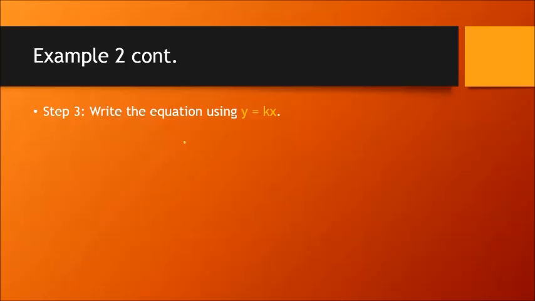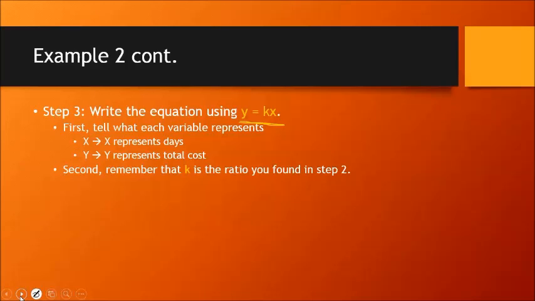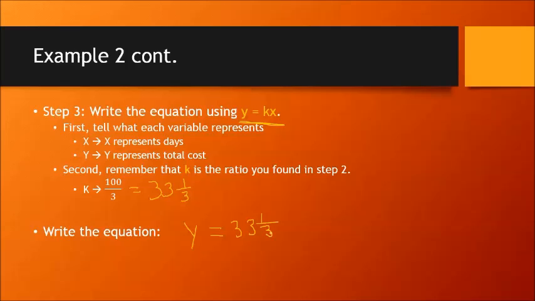That was the whole point of this one, was to write the equation. But in order to write it, you have to find that constant of proportionality in step 2. Let's write our equation. Remember our steps. Step 1, tell which variable represents what. So the x represents the days. Y represents the total cost, just like we said in our table. The second thing we have to remember is that k is the ratio you found in step 2. Well, what was that? 100 over 3. Or you could say 33 and a third if you want to. So write the equation. So we know what k is. Y stays as is. K is 33 and a third, or 100 over 3, doesn't matter, x.